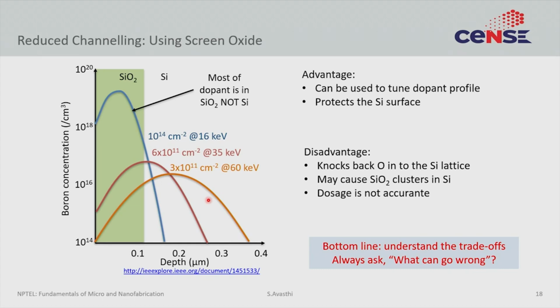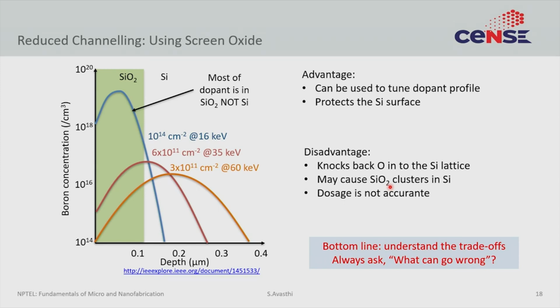The second disadvantage of using silicon oxide is that through this implant process, the damage is also accumulating in the oxide, and in fact, there is a small probability that some of the oxygen atoms from the screening oxide will get knocked into silicon during the implantation process, and then those excess oxygen can again lead to some silicon dioxide clusters in silicon, and that is not good for the device. Yeah, so those are the two main disadvantages.